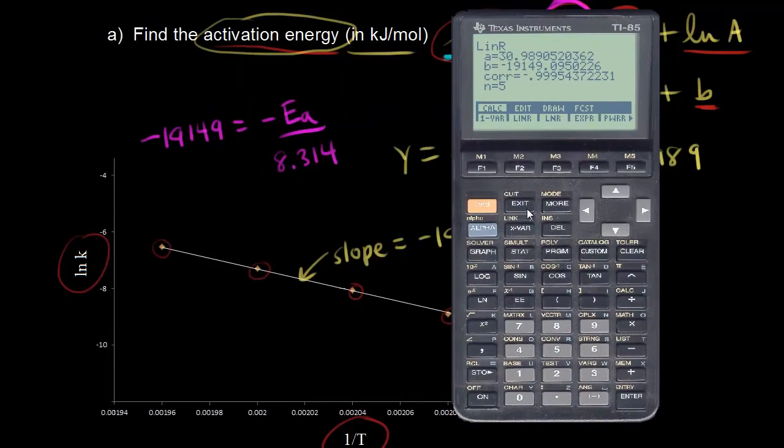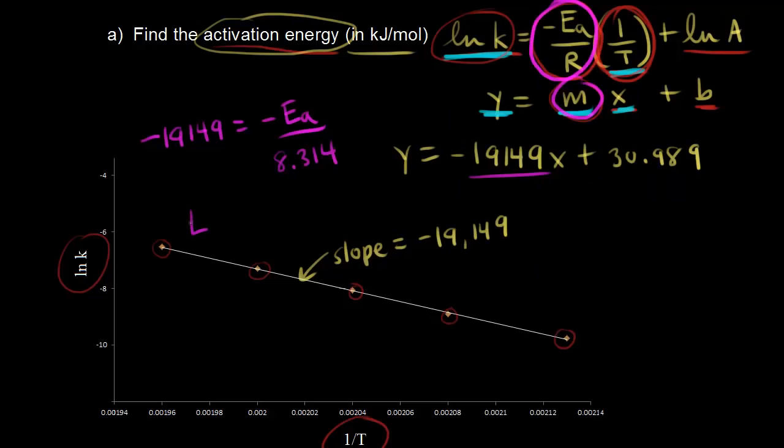So let's get out the calculator here, and we have 19,149 times 8.314. And so we get an activation energy of approximately 159,205 joules per mole. Our answer needs to be in kilojoules per mole, so that's approximately 159 kilojoules per mole.